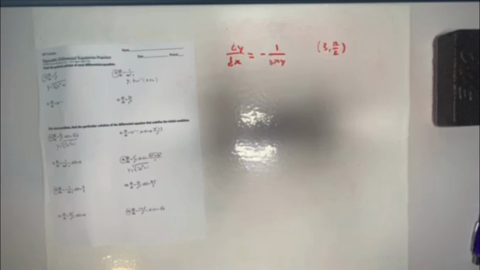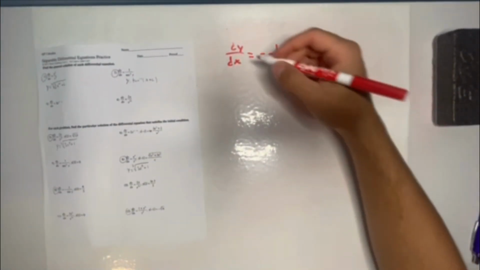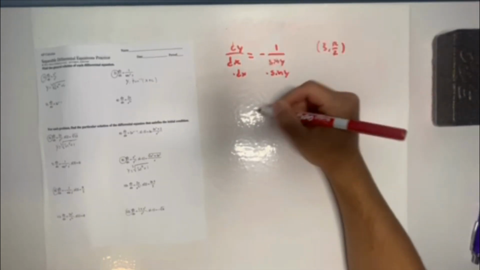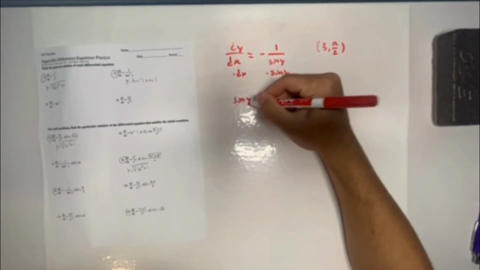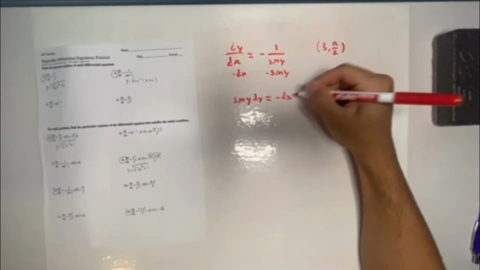Alrighty, number 9 now. I already wrote out a coordinate because I feel like all of you understand how I get the coordinate and how you're supposed to and stuff like that. So I didn't really bother with writing it out and explaining it. All right, so like always, first step, get the x's and y's to one side. So we have sine y dy equals negative dx.